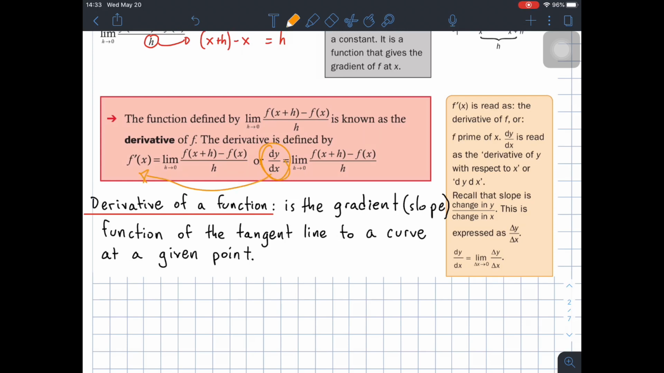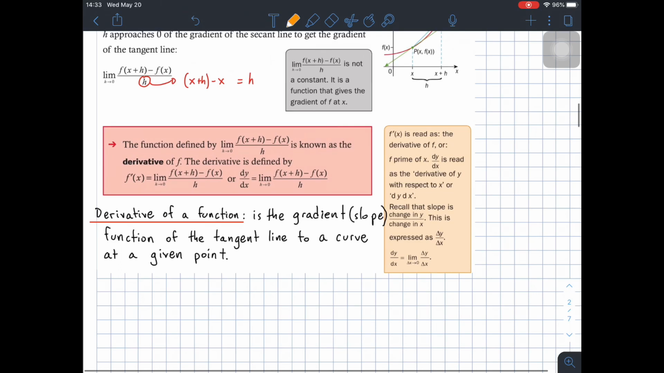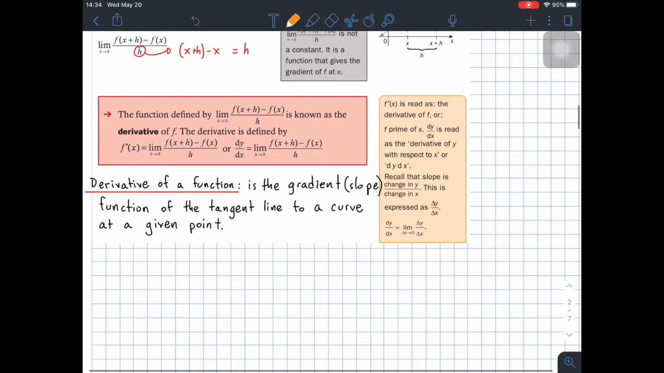dy over dx is the same as f prime of x. It's the derivative of y with respect to x. And it's the same thing, the same expression here. So here I wrote this into an easier concept that you must remember. It says derivative of a function is the gradient or slope function of the tangent line to a curve at a given point. So remember that the derivative is the gradient or slope function of a tangent line to a curve at a given point. That's the most important definition that you should remember about derivatives in order to solve the problems later on.